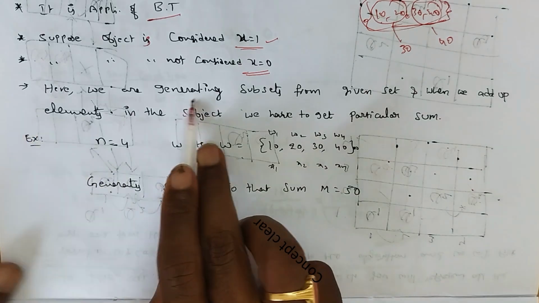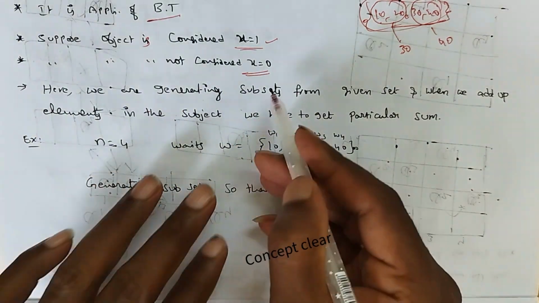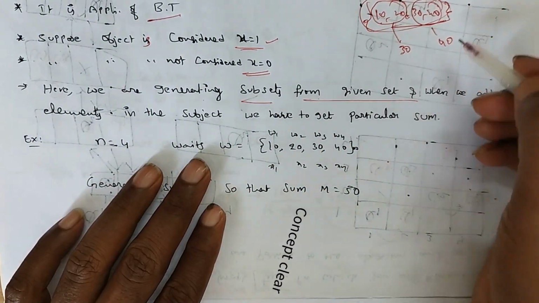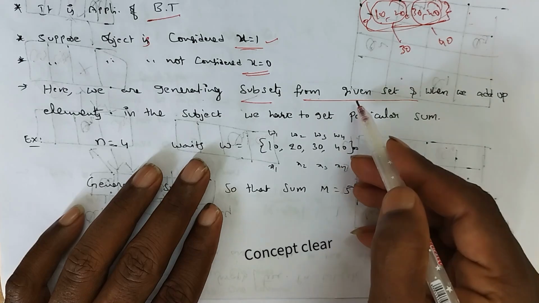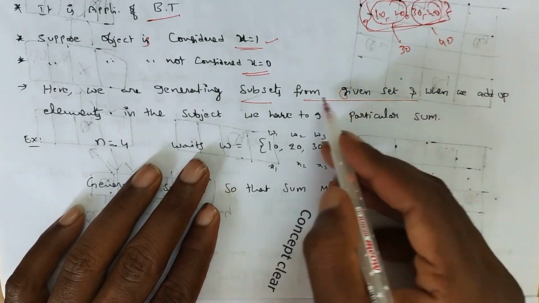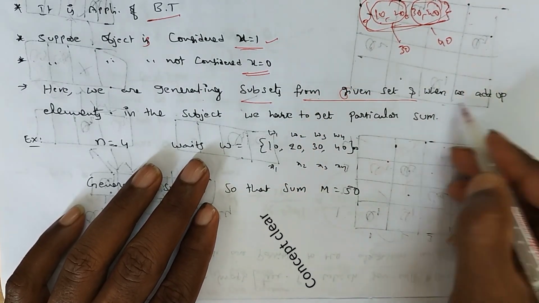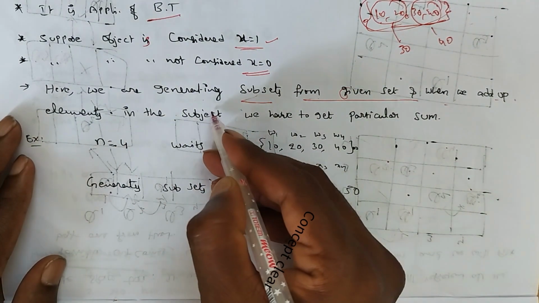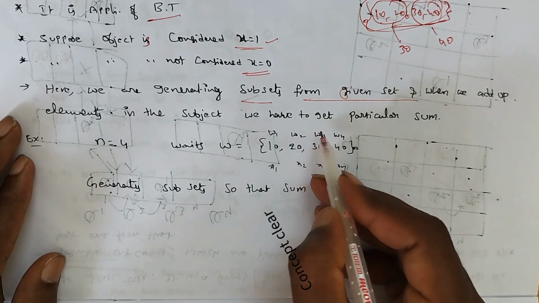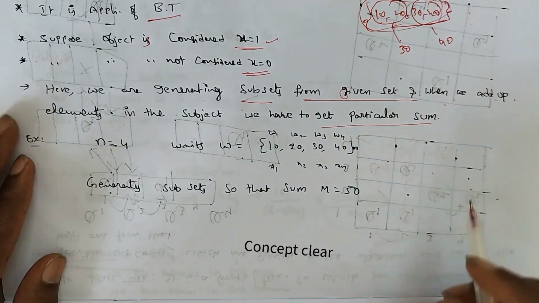Here we are generating some subsets from the given set. Here I am giving the set 10, 20, 30, 40. Assume we are given the set. We have to generate the subsets. When we add up the elements in a subset, we have to get a particular sum value.